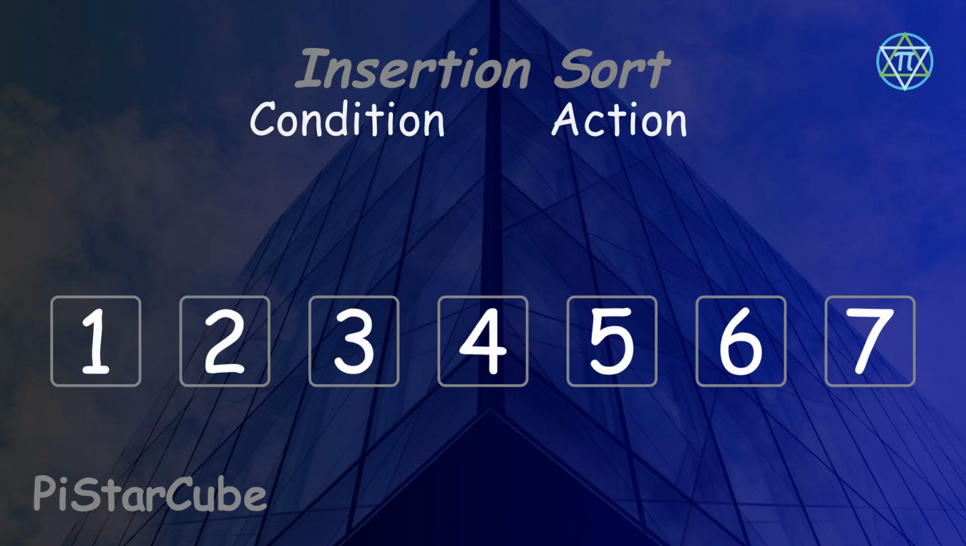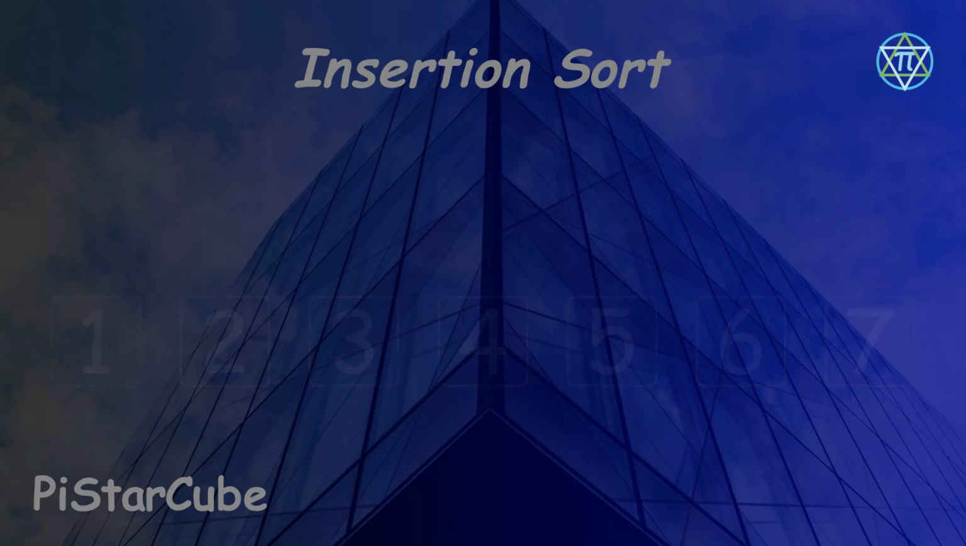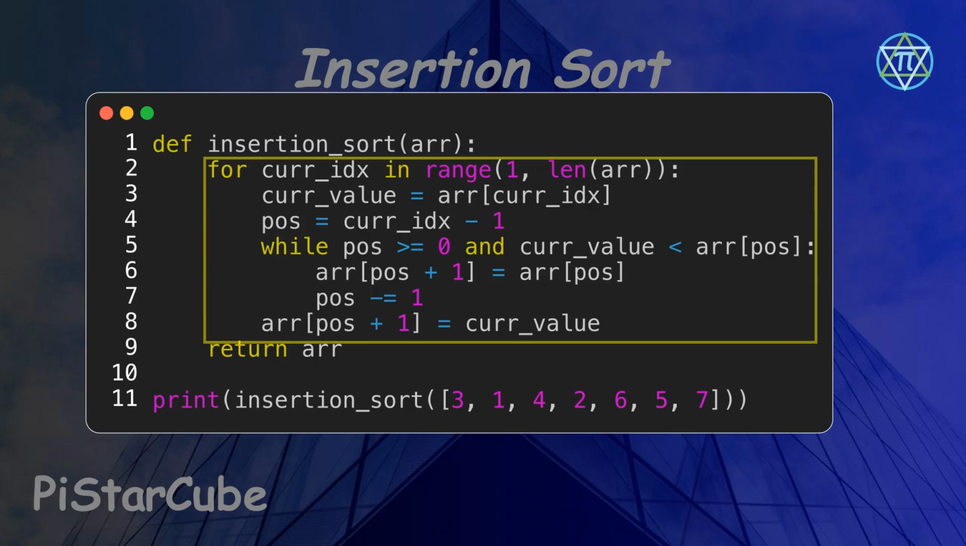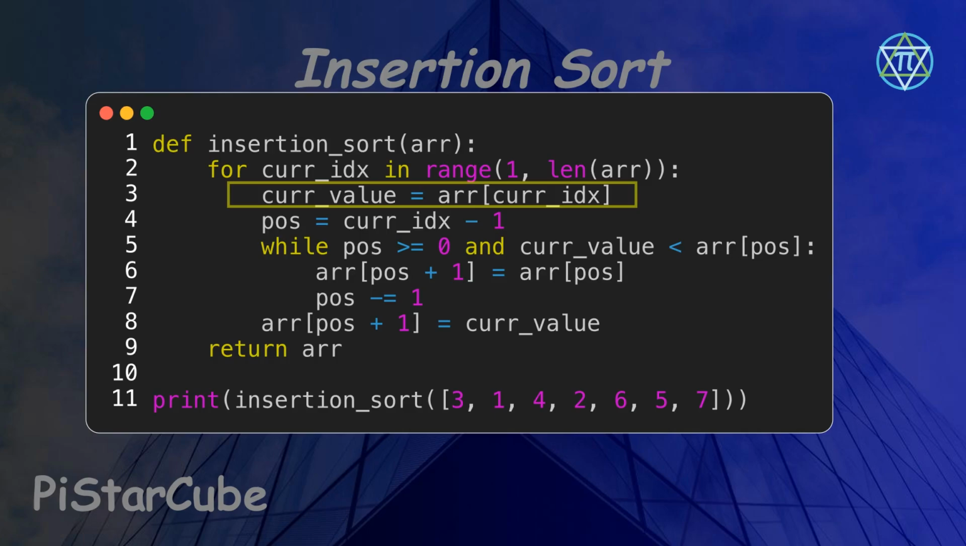Now that we have seen how the algorithm works, let's move on to the next screen and look at the actual code implementation for this. Here's the Python code for insertion sort. We start from the second element since a single element is already considered sorted. Current value holds the element we are trying to insert into the sorted portion.